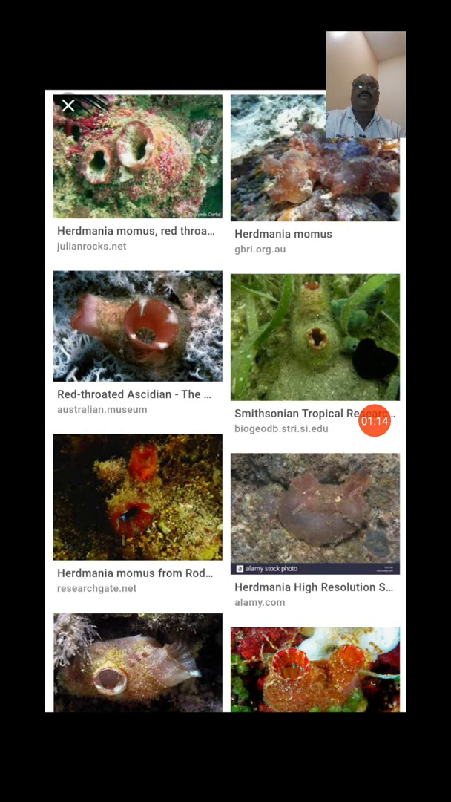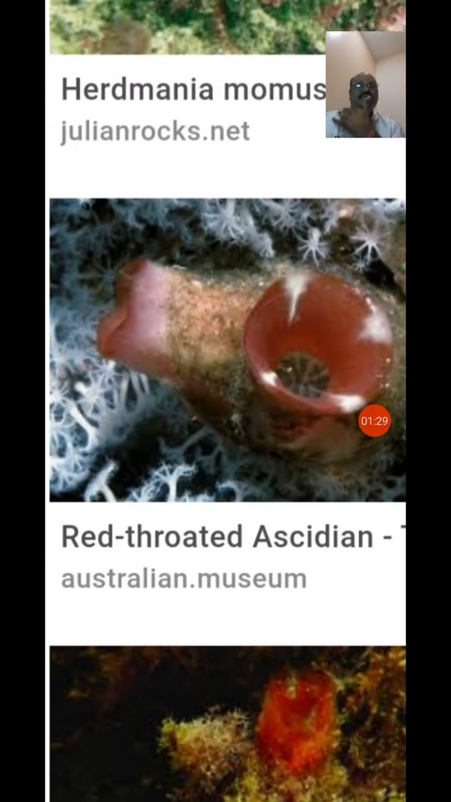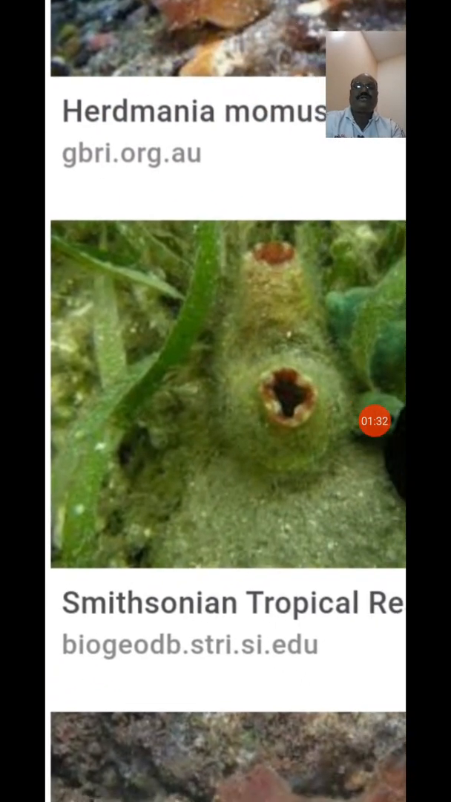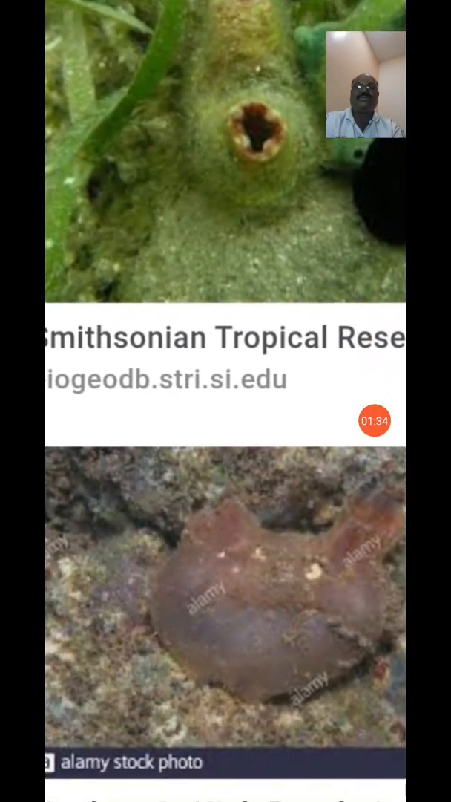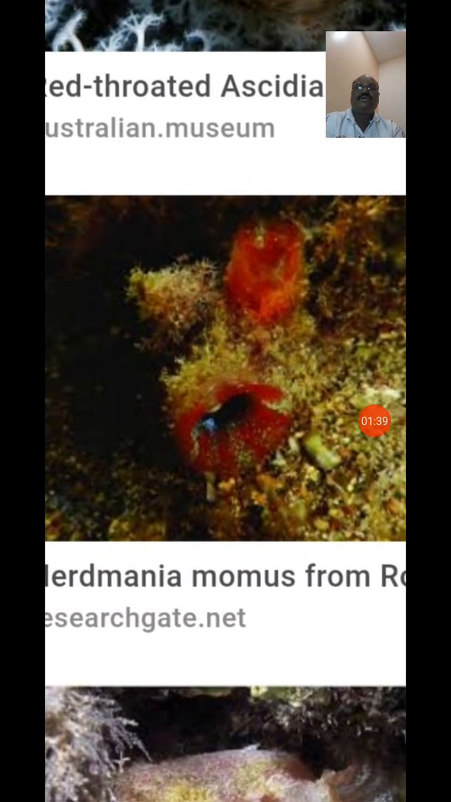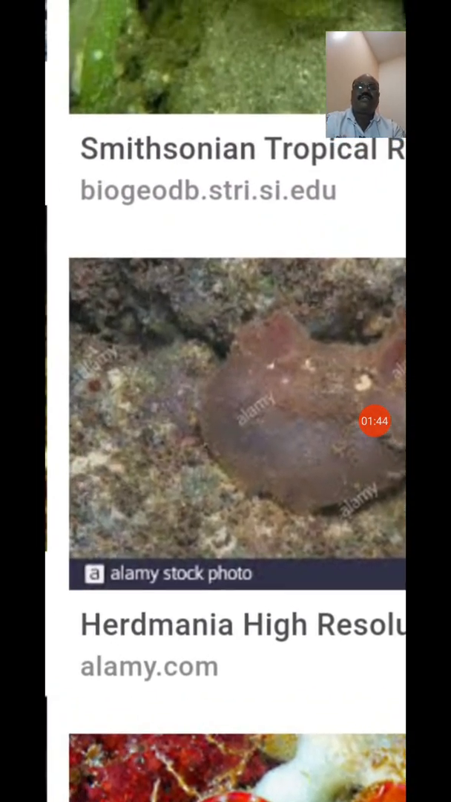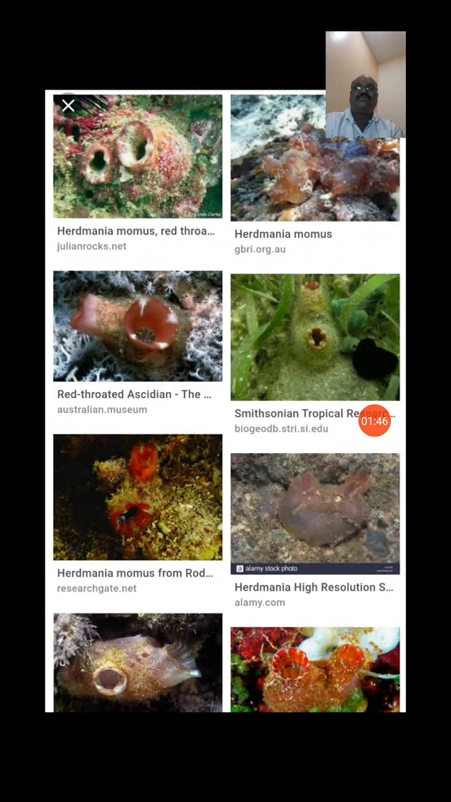on screen you can see the different types of Herdmania attached to the substratum at the sea bottom. See here, one by one. Here I can show you one with the open siphon, and second, here also you can see the siphons. This is another view. See here, it is red in color. So all these are the different types of Herdmania appearing at the sea bottom.